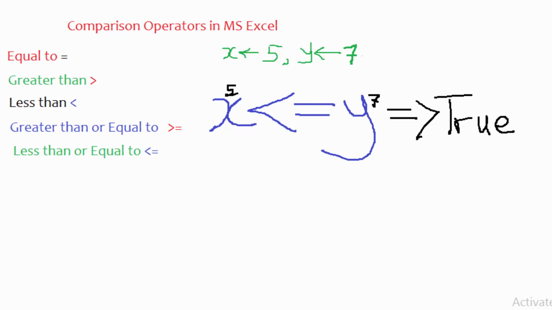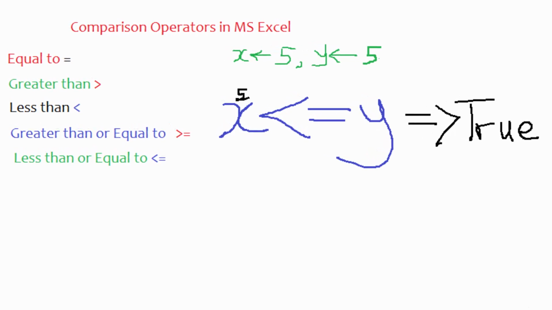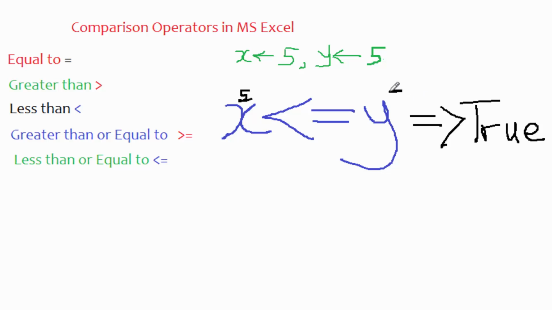Assuming I remove my 7 from y and I just put in here 5, so that both variables have the same value, it will give me a 5 here. And this expression now will turn to be true also, because what x contains is a 5 and y contains 5. Therefore, x is less than or equal to y.